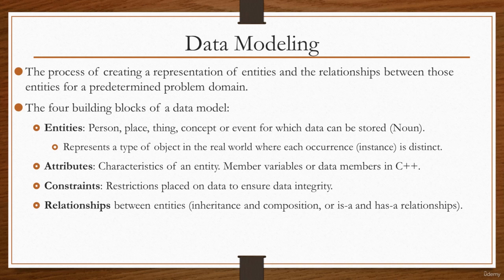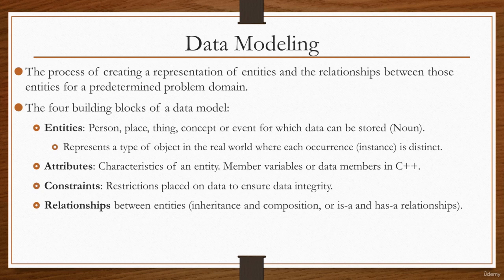a person, place, thing, concept, or event, for which we can store data. An entity represents a type of object, where each occurrence, also referred to as an instance, is distinct. Then the attributes are the characteristics of an entity. These are the member variables or data members that are encapsulated and bound to member functions within your entities. Then you have constraints, which are restrictions placed on the data to ensure data integrity. We'll talk more about this as we go along. You also have relationships between those entities. So in C++, we are concerned with inheritance and composition, or is-a and has-a relationships.